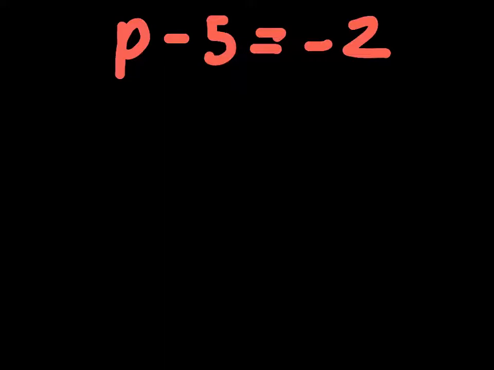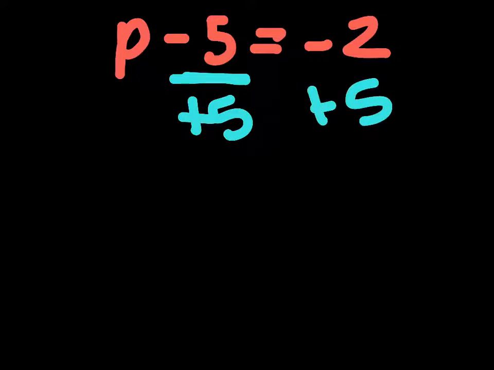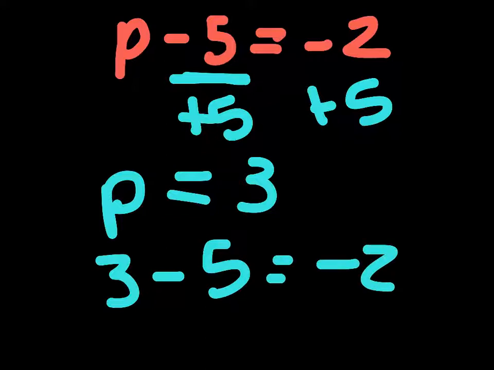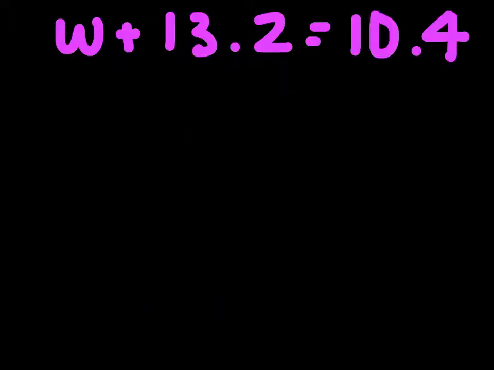Okay, we look at what we're going to be working with, which is negative 5. Okay, we have to do the opposite, so that'd be adding 5, because you have to do it on the other side. So now it becomes p equals 3. So now let's go back and check. 3 minus 5 equals negative 2. Is that right? Yep, so this checks.